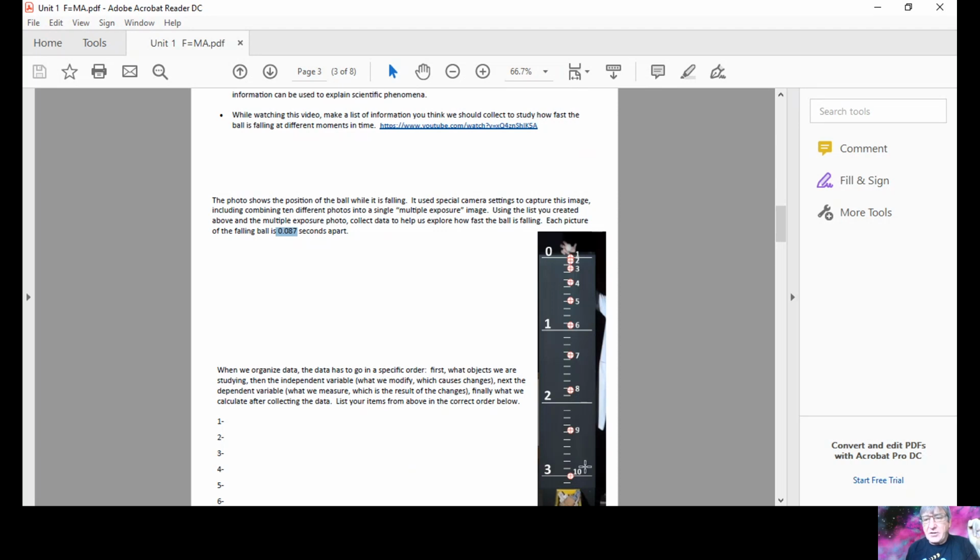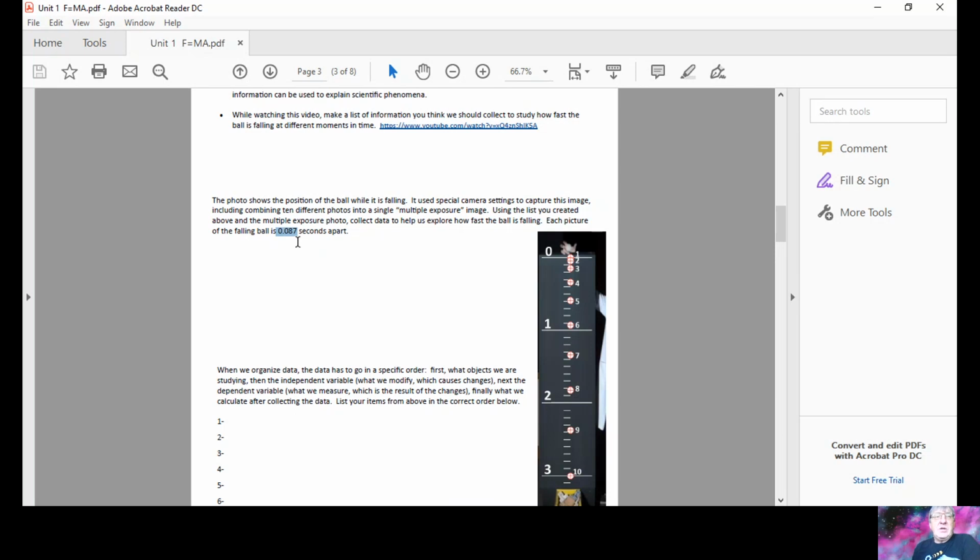And that's because the strobe light that's flashing is flashing at this speed. It flashes every 0.087 seconds. And by flashing right then and taking a quick photo right then, we can capture the position of the ball as it's falling 10 times before it even hit the ground. It didn't fall very far, and yet we got 10 photos of it that were each 0.0087 seconds apart.